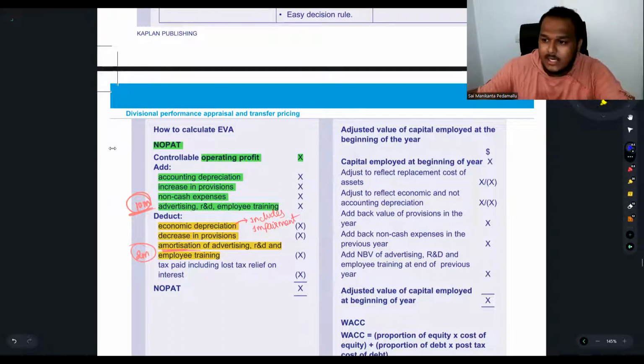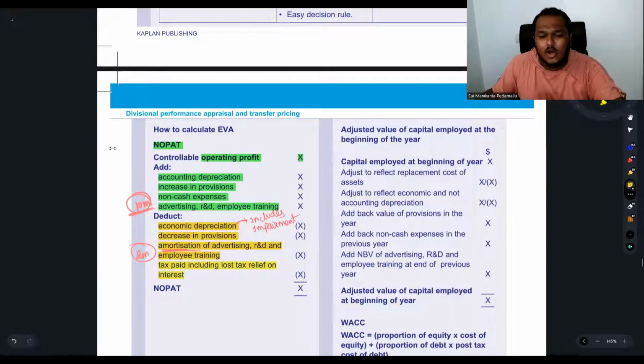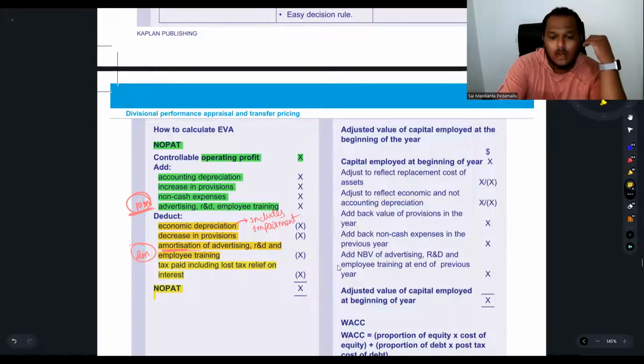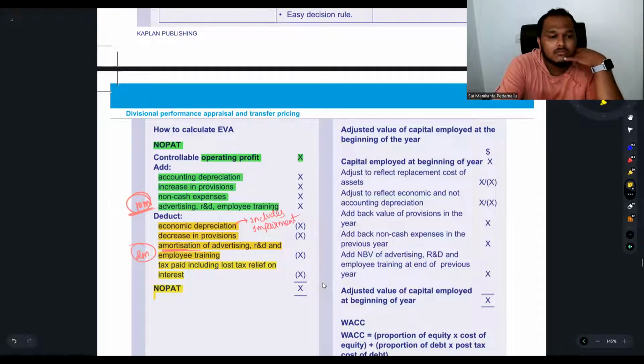So now you guys tell me, last adjustment, tax paid including lost tax relief on interest and all, whatever taxes you are paying, that should be deducted. Then you will get net operating profit after tax basically. So taxes we are subtracting at the end. That's a straightforward adjustment. Now you tell me, sir, what is the complication in EVA calculation?